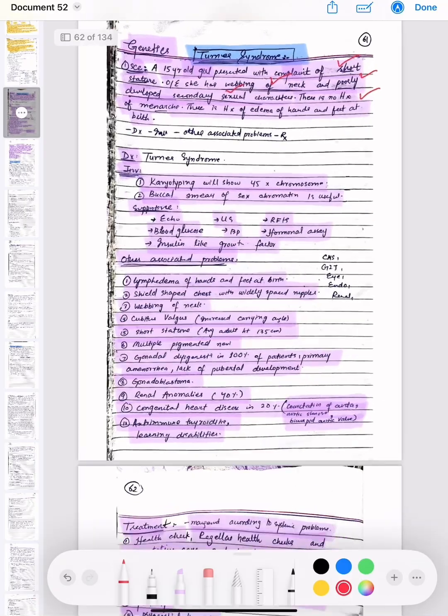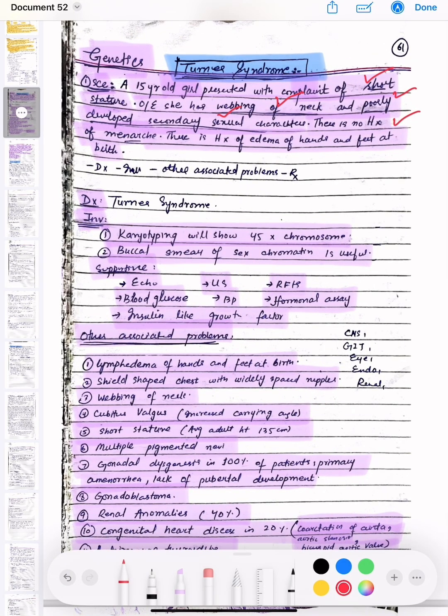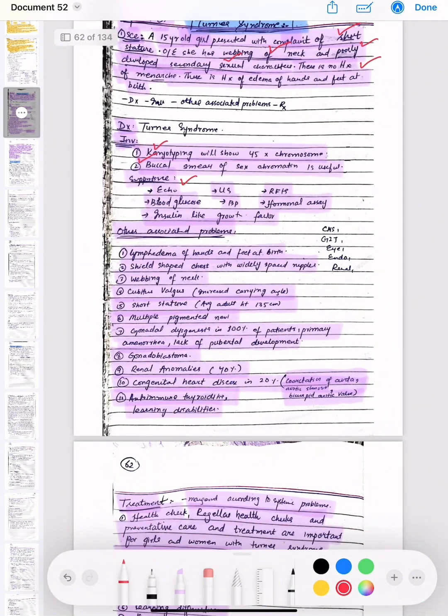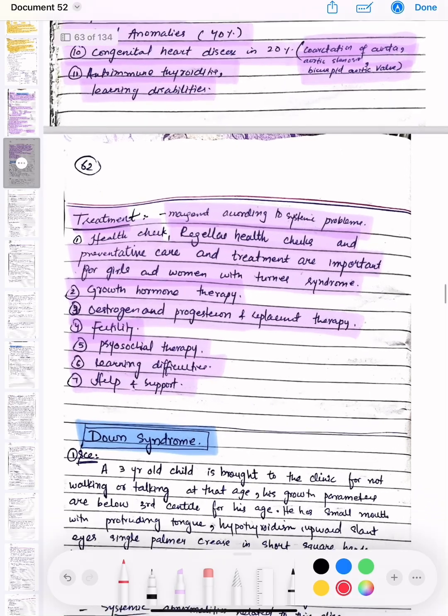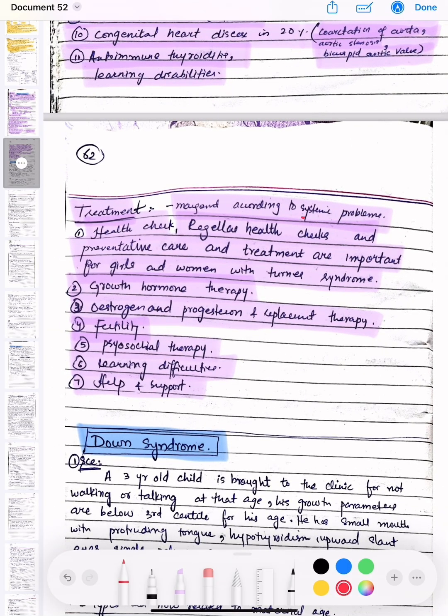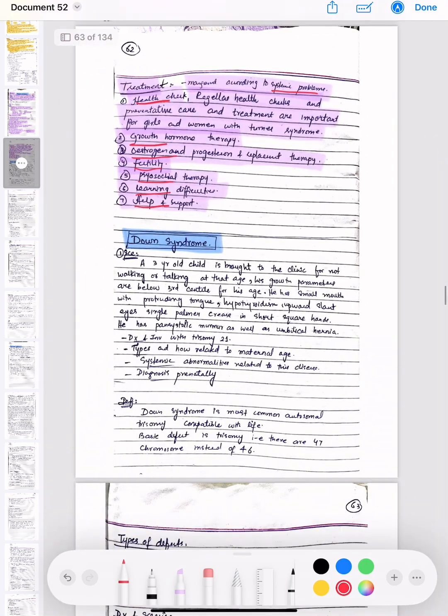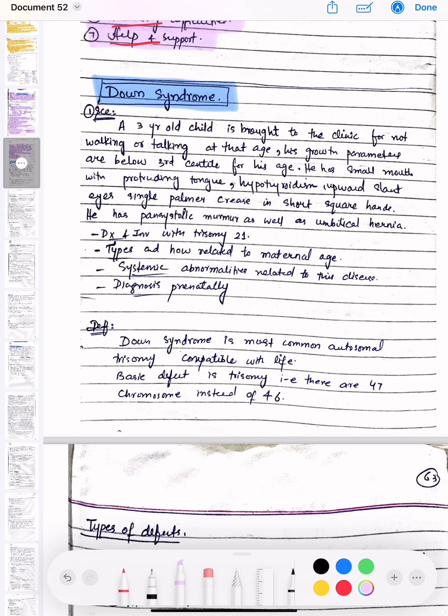So we have discussed the scenario of Turner syndrome first, a patient with short stature, webbing of the neck, poorly developed sexual characters, and no history of menarche. So this is Turner syndrome. Then we discussed the different investigation options, which are karyotyping and buccal smear, then the supportive investigations, and the other associated problems with this defect. Then we discussed the treatment options, which are management of the systemic problems, health checks, growth hormone therapy, estrogen and progesterone replacement therapy, fertility, psychosocial therapy, learning difficulties, and help and support. Now, coming to the next topic, that is Down syndrome.